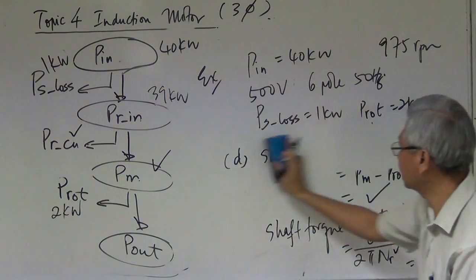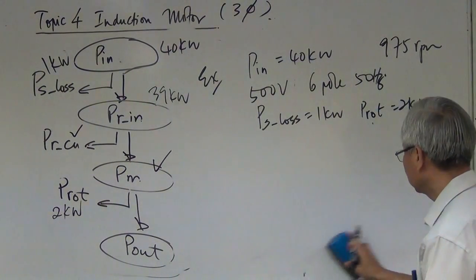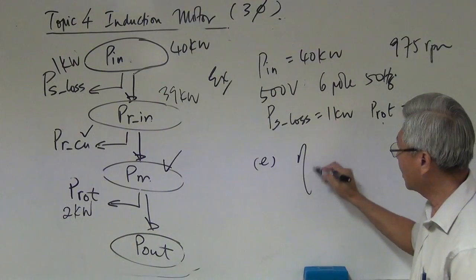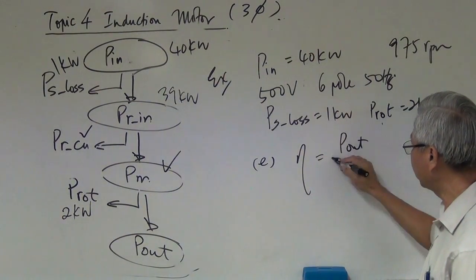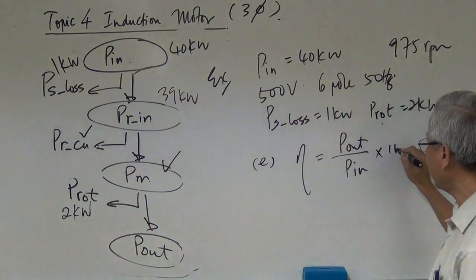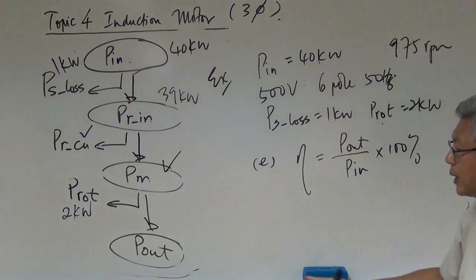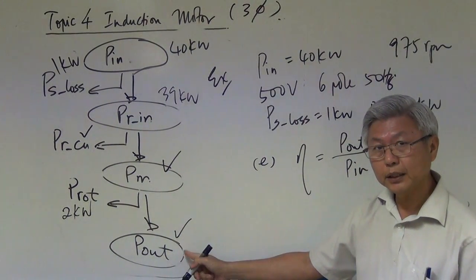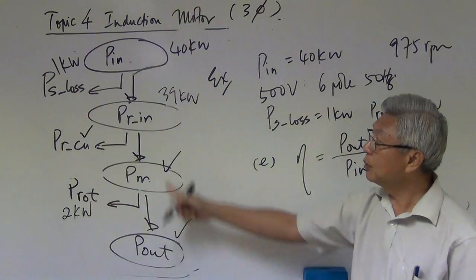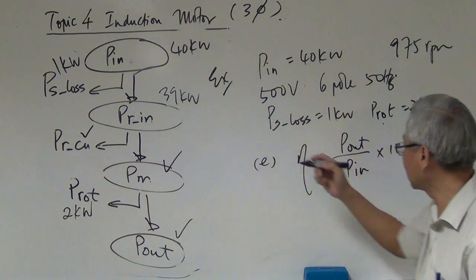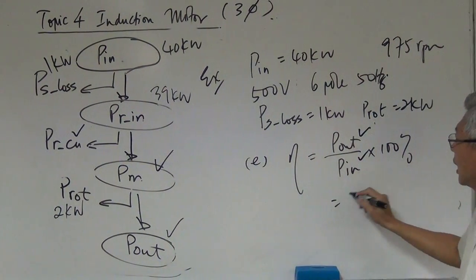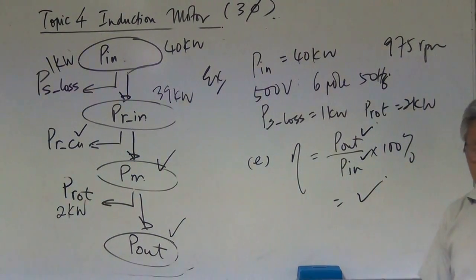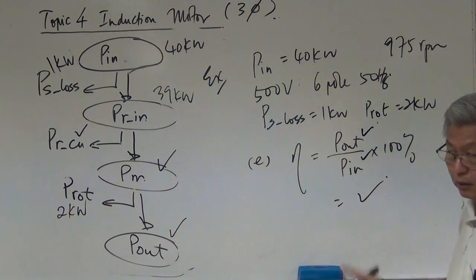The efficiency. Efficiency is equal to output divided by input multiplied by 100%. Yeah, where's the output? You already found the output power, right? So it's this value. Input, that's the initial value. So plug in the two values, your answer is out. Okay, so that is the power flow diagram.